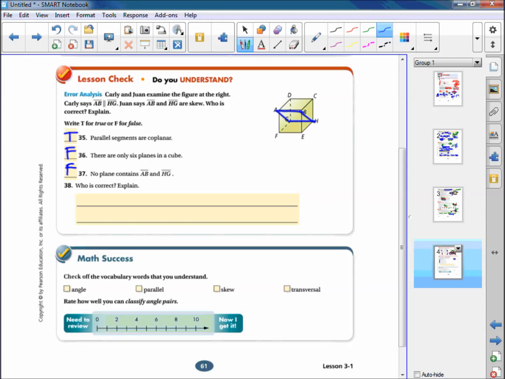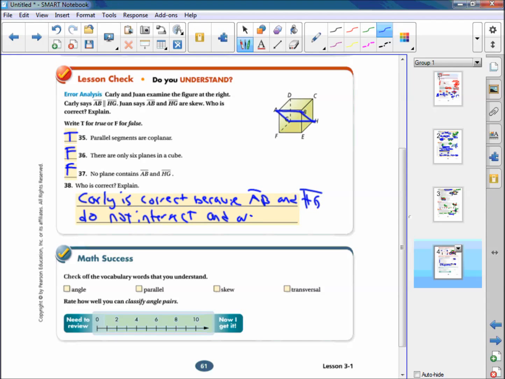So who is correct? Carly is correct. I'll spell this right here. Carly is correct because, let's see, AB and HG do not intersect. That's the first part of parallel, and are coplanar. That's the second part of parallel. Okay, because they lie on the plane ABHG.